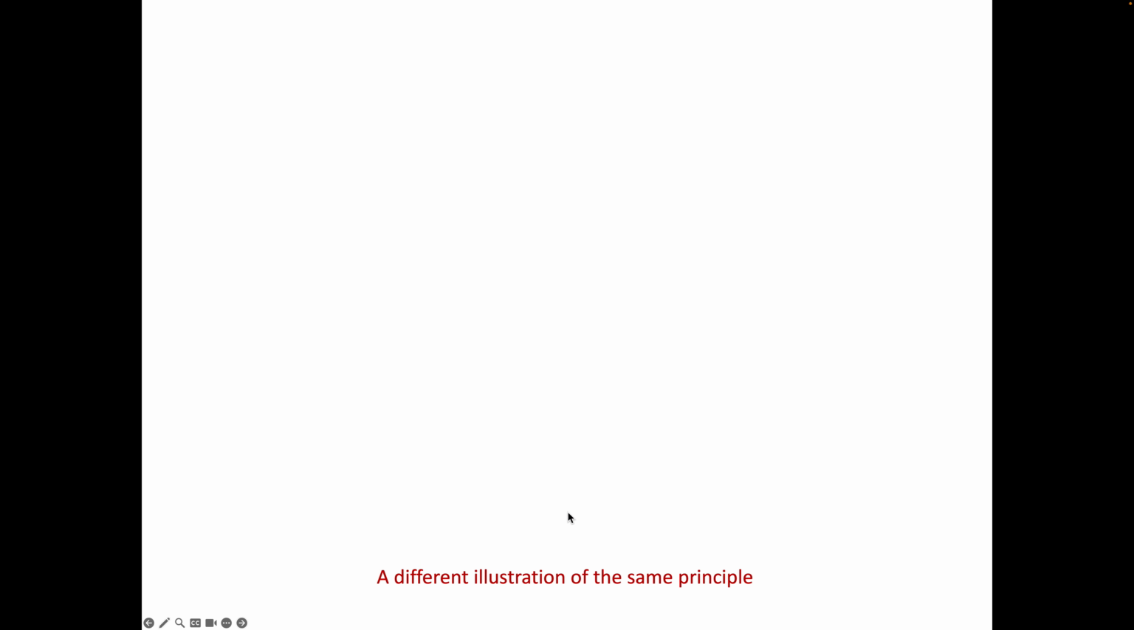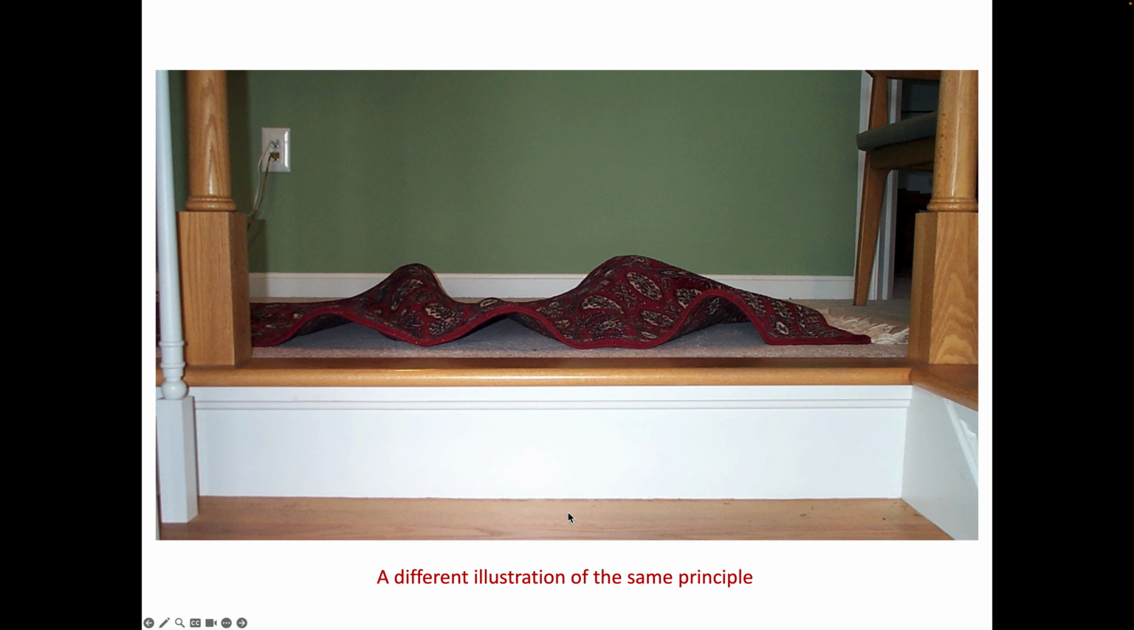So here's a different illustration of the same principle. In this case, what we have is the runner for a rug or a carpet. And so if you bunch up this piece of carpeting, you can see that we have these ridges and troughs in our runner.